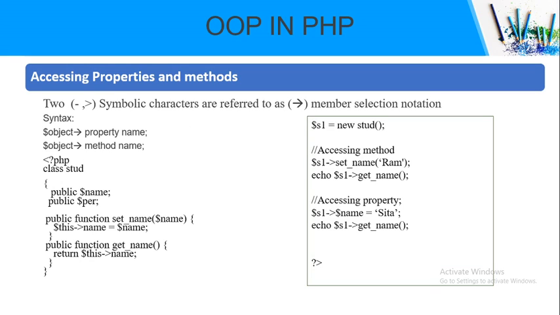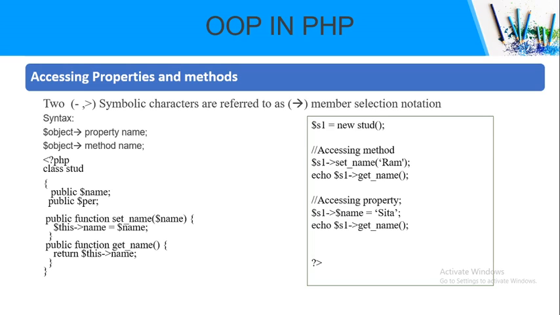Next concept is accessing properties and methods. Here you can create an object and create a function and a method. Then how can you access those properties as well as the method? After an object is instantiated, use a hyphen and a greater than symbol. These are the two symbolic characters to access the methods and the properties contained in the object. This is also called the member selection notation.